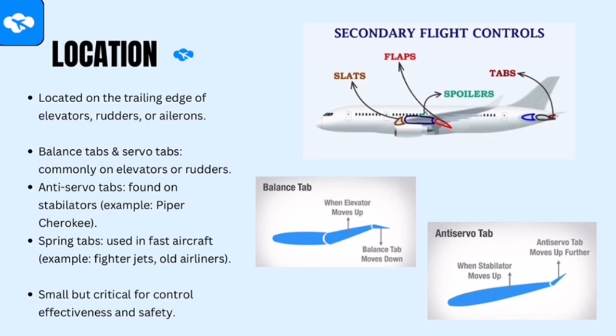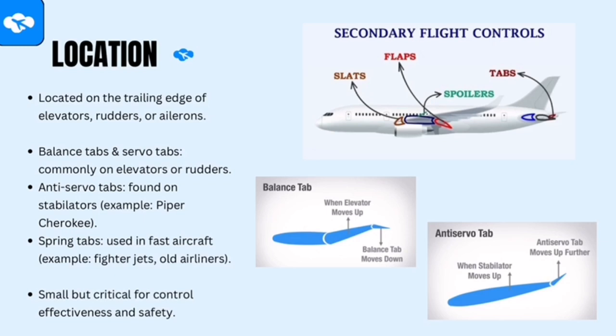Balance tabs and anti-balance tabs are most commonly found on the elevator, where they help ease or control the force needed to pitch the aircraft up or down. Next, servo tabs are also typically installed on the elevator or rudder. Anti-servo tabs are commonly found on stabilators, which are all-moving horizontal stabilizers seen on high-performance aircraft. These tabs help provide stability and prevent over-controlling at high speeds.